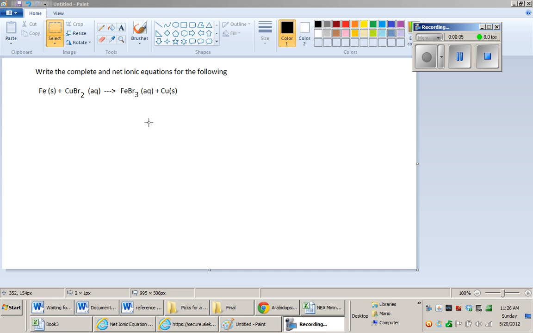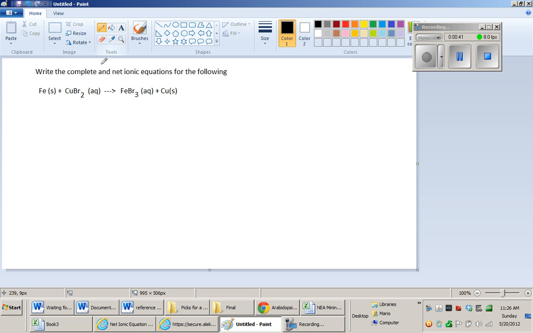First, to write the complete and net ionic equations for the following reaction between iron and copper bromide to create iron bromide and copper, we need to make sure the reaction is balanced, and it's not, because if you look at this, there are 2 bromines in the reactants but 3 bromines in the products. So to balance those, I'd need to look for a common multiple between 2 and 3 so that I could have the same number on either side.